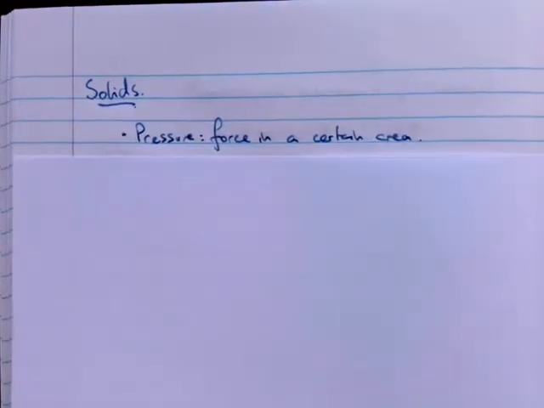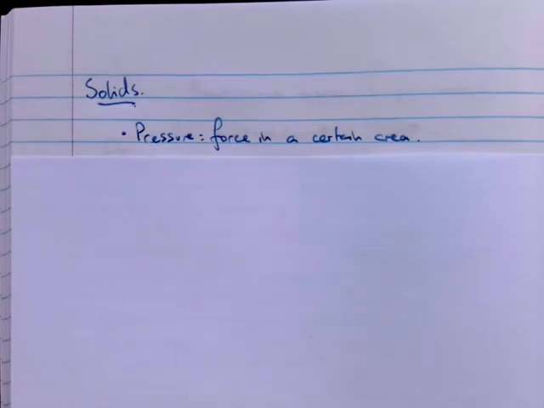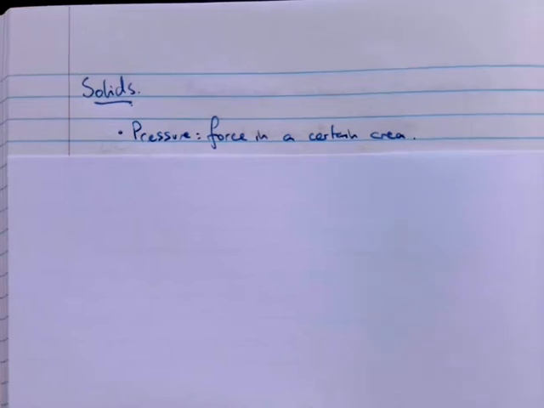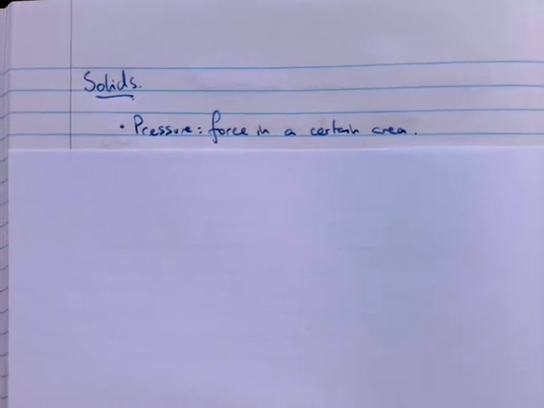Okay, so we've learnt about pressure in gases and we've learnt about pressure in liquids, and now we're going to learn about pressure not in a solid but between two different solid objects. So you'll remember that I said that pressure was the force in a certain area. Okay, so let's think about a situation that will make this understandable to us.